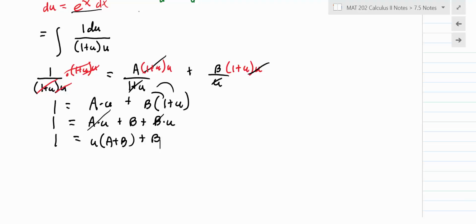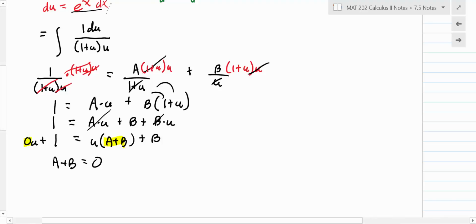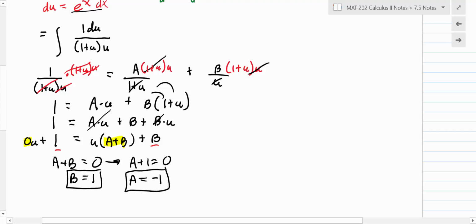Okay? So again, you want to match it up like this. Technically, a 0u is understood to be there, if you want to think of it that way. So a plus b is equal to 0, like that. And then we have, of course, b is equal to that constant 1. So we got b is equal to 1. And then if you take your top one, you can do that in your head. That's just a plus 1 equals 0. So what's a? a is -1, like that.